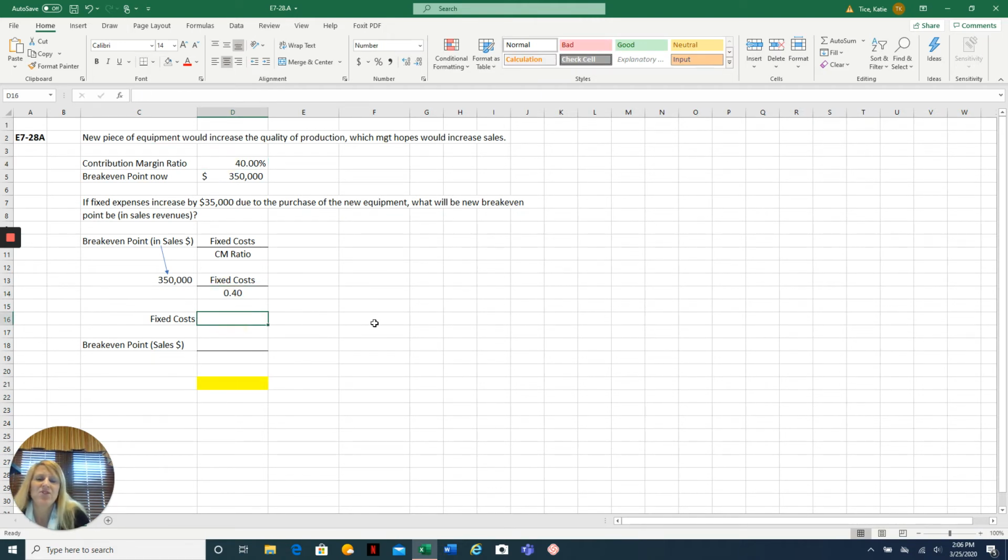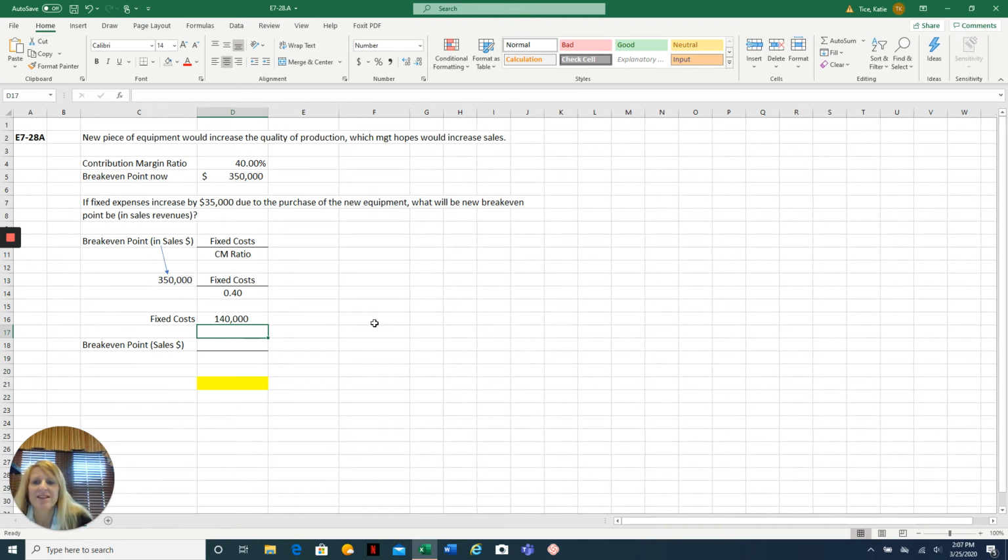So my point with this is, anytime it tells you the break-even point, oftentimes the problems are written so you use that information to solve for your fixed cost. So in this case, if our break-even point in sales dollars were $350,000 and our contribution margin ratio was 0.4, that means our fixed cost must have been $140,000. So again, that's how we want to use that information.